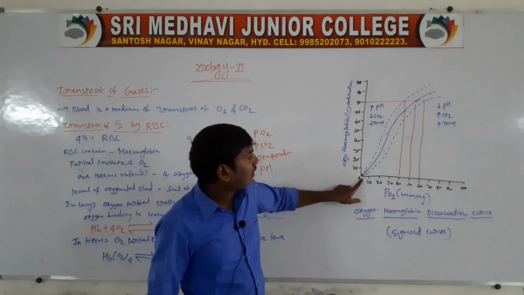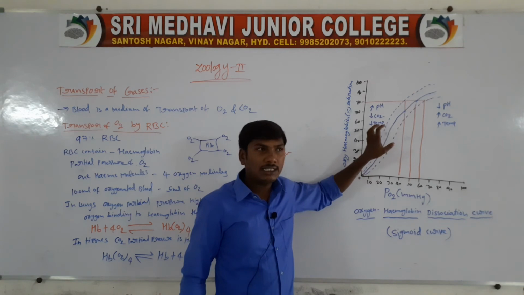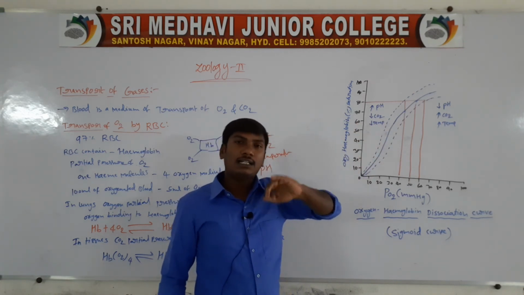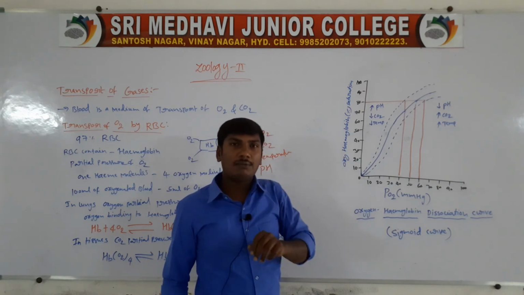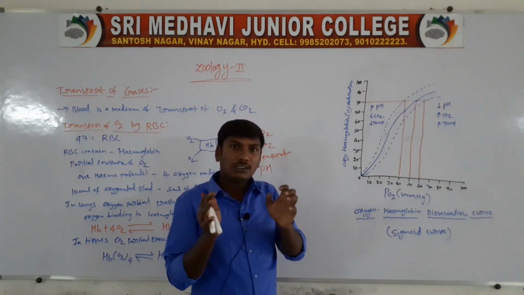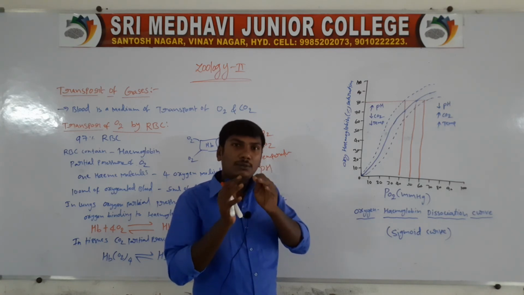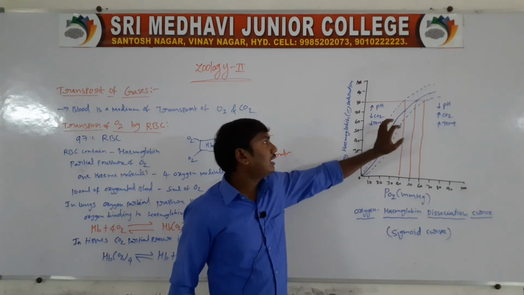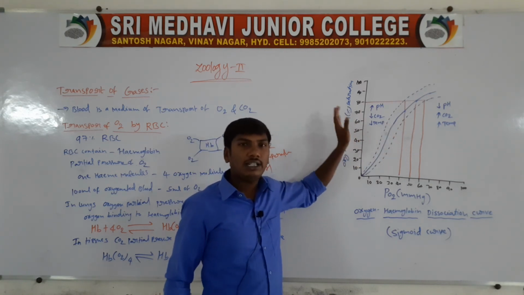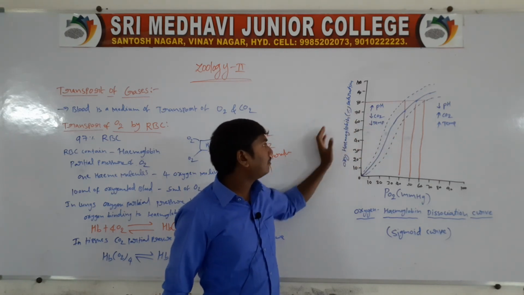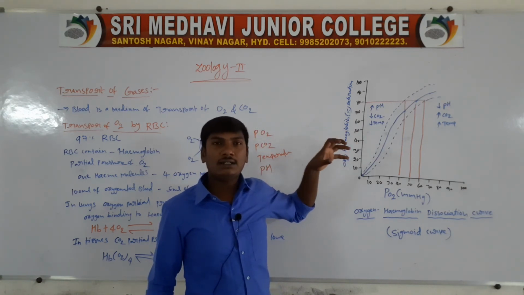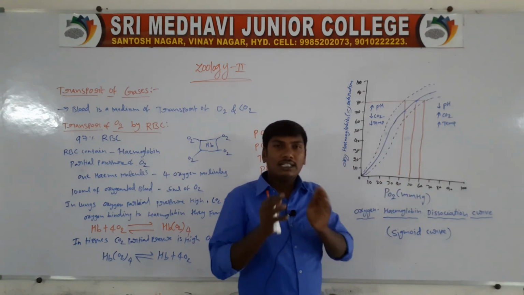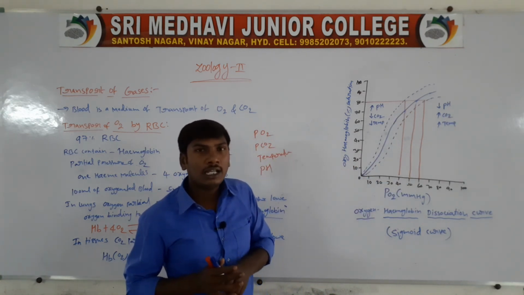So, this graph is the identification of the binding of oxygen and hemoglobin, oxyhemoglobin formation and oxyhemoglobin dissociation. When the curve turns to the left side, the percentage of oxyhemoglobin increases. When it turns to the right side, it indicates the dissociation of the oxyhemoglobin.